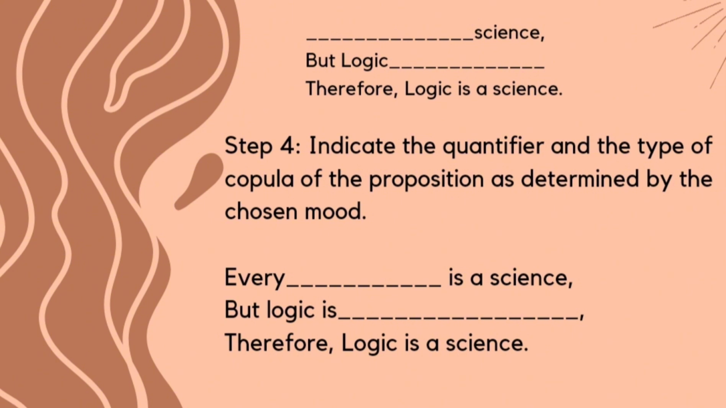So, every is our quantifier because every means the relationship between the subject and the predicate is universal, implying that every instance of the subject term is encompassed by the predicate term. So, is is our type of copula because it means that the subject and the predicate terms indicate the assertion of the relationship between them in a categorical form.